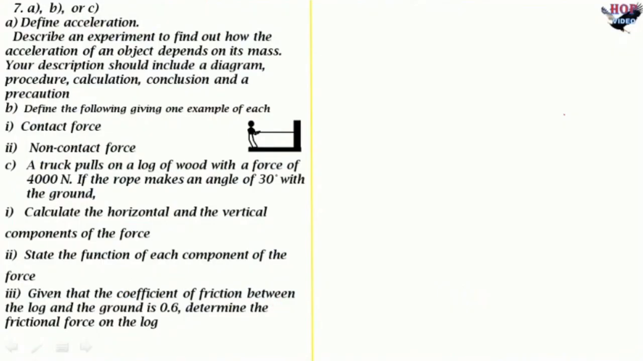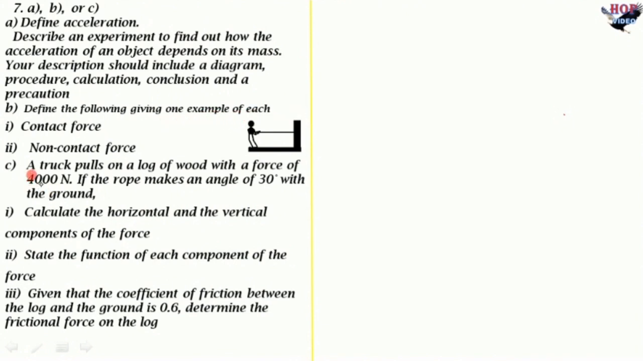Right away to the first question, A. Define acceleration. Describe an experiment to find out how the acceleration of an object depends on its mass. Your description should include a diagram, a procedure, a calculation, a conclusion, and a precaution. That's A. B. Define the following, giving one example of each.